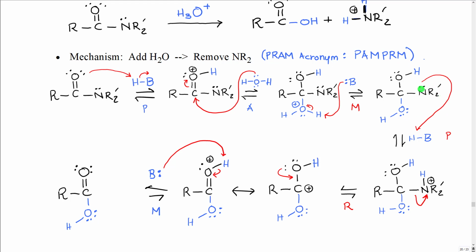Now we want to remove NR2 prime. So we protonate on the nitrogen. We remove the NR2 prime plus as a leaving group. We get our intermediate, which looks like a carbocation, but is resonance stabilized by the adjacent OH. And then we deprotonate that and get our carboxylic acid.